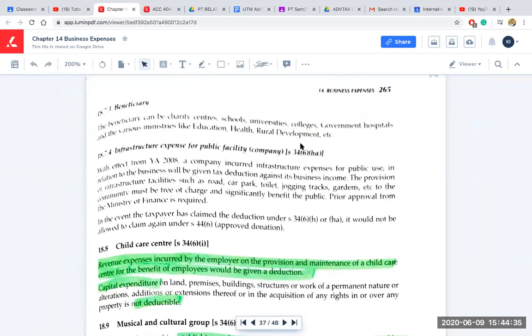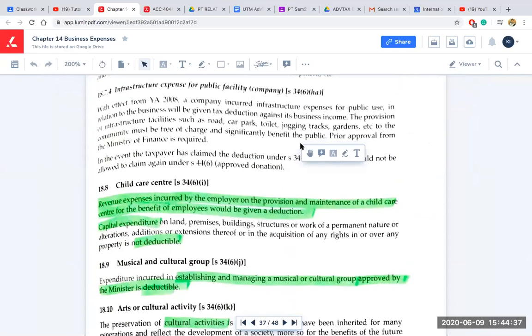Okay, 265. Okay, we have childcare center here, 34-6i. Revenue expenses incurred by the employer on the provision and maintenance of childcare center. So, bila you cakap pasal revenue expenses, ni dia termasuklah you bayar gaji orang tu, nak maintain the childcare center. Alright, so all this is given as a special deduction. Bila special deduction, what will be your adjustment?